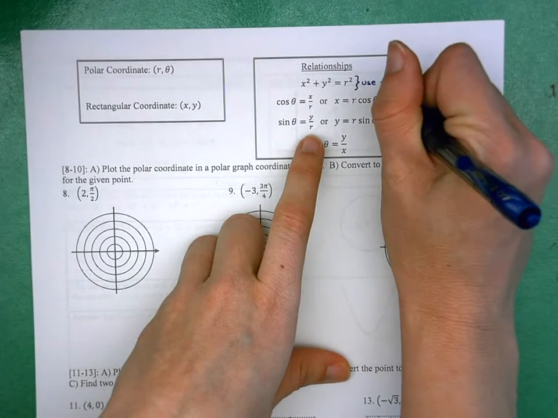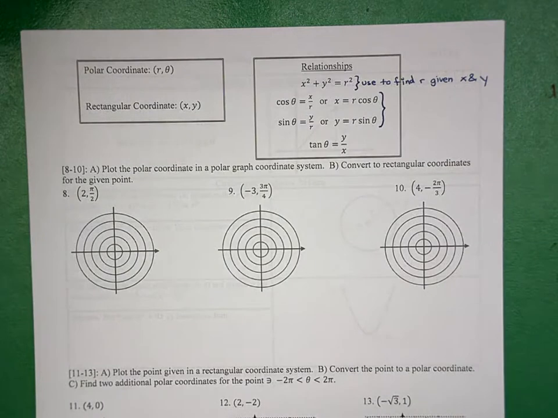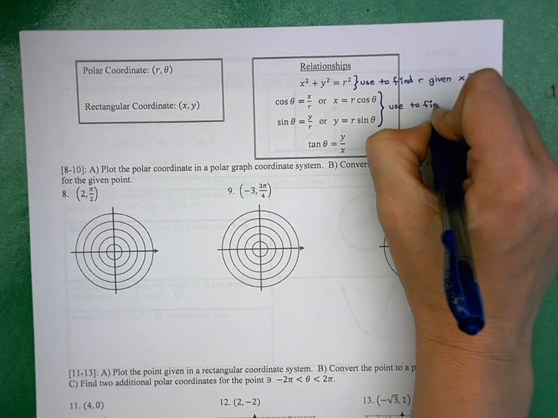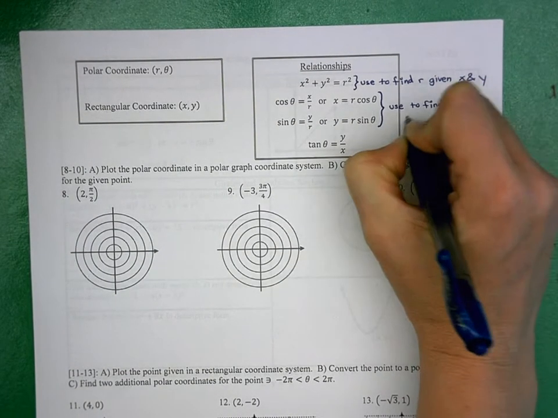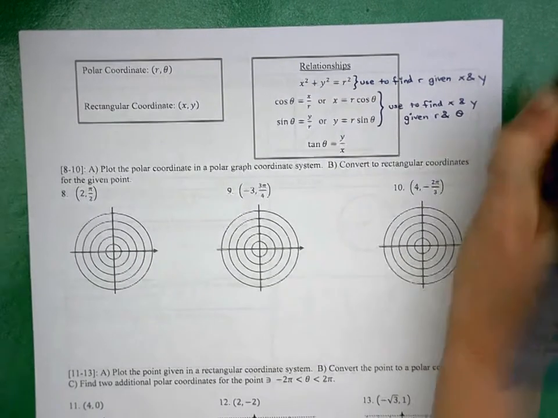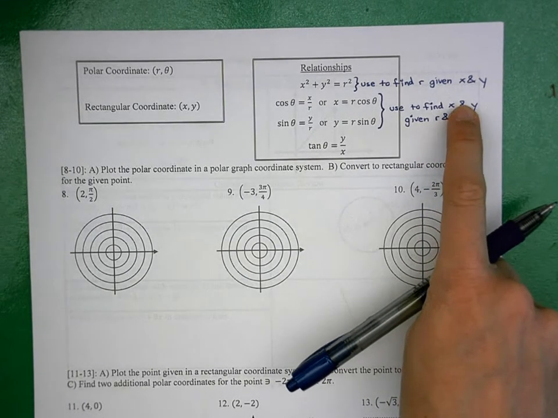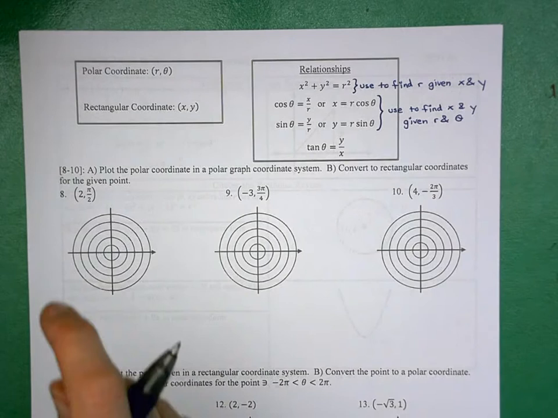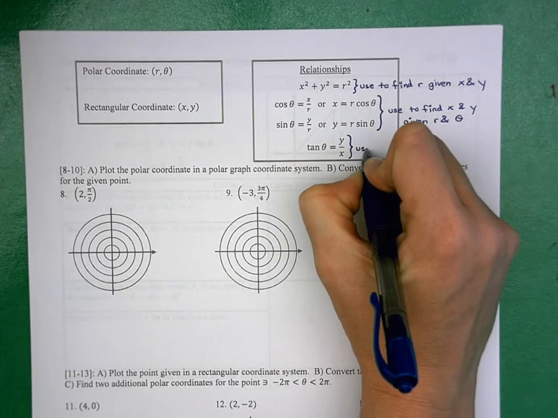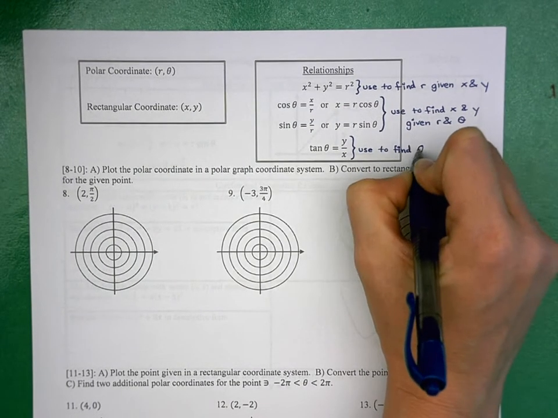Okay, our cosine and sine ones, I would say, are used primarily to find x and y, given r and theta. So again, we'll use this primarily to take a polar coordinate and turn it into a rectangular one. And then this tangent theta, a lot of times I use this tangent theta one to find theta, because I can solve for theta, given x and y.